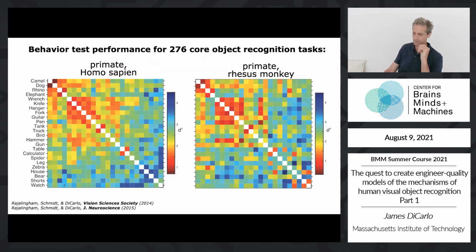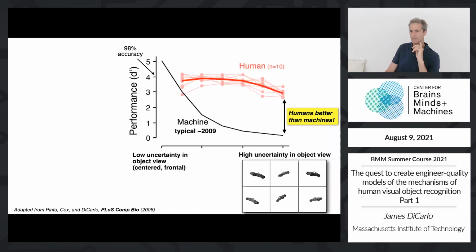Go ahead, Tiago. Yeah, hello. So in the example that you gave, the human performance here, is this also for non-naturalistic images? Like if we were shown objects like blobs or something? I don't know what a non-naturalistic image would be, but.